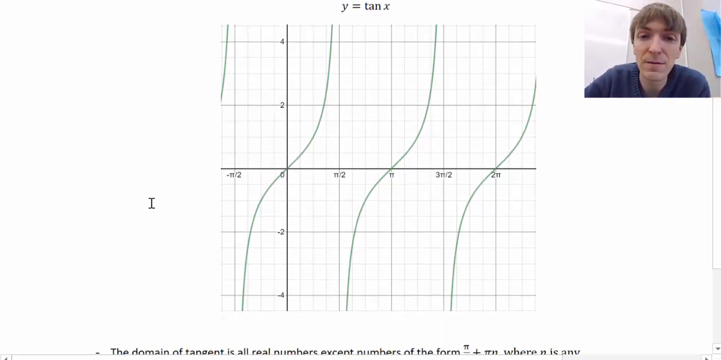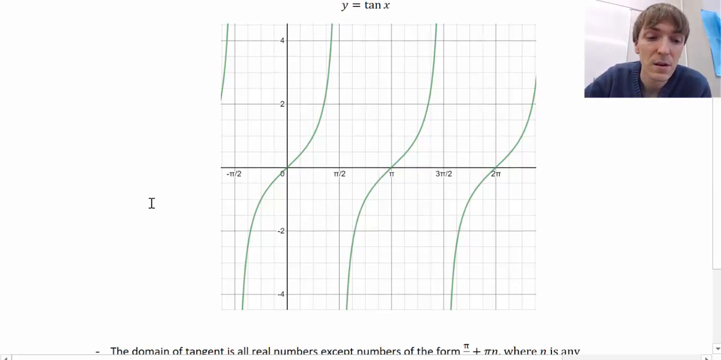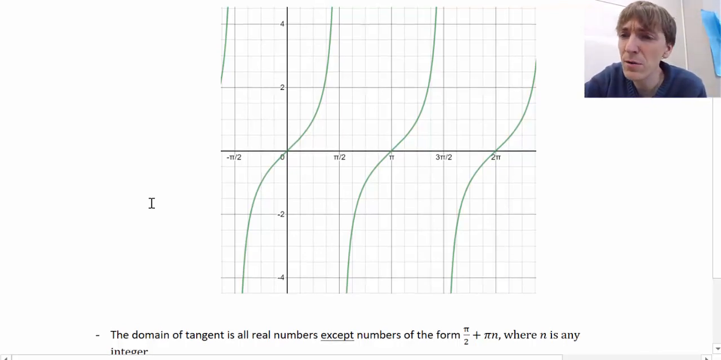So here's the very strange graph of tangent. Doesn't look much at all like sine or cosine, but it does have some similar properties. So let's talk about domain and range first, right? What is tangent? It's sine divided by cosine. And whenever we have a function that's a fraction, we have to be worried about dividing by 0, right? That's going to be where we have to maybe take something out of our domain so that we don't ever divide by 0, right? Well, if it's sine divided by cosine, then we've got to worry about cosine being 0.